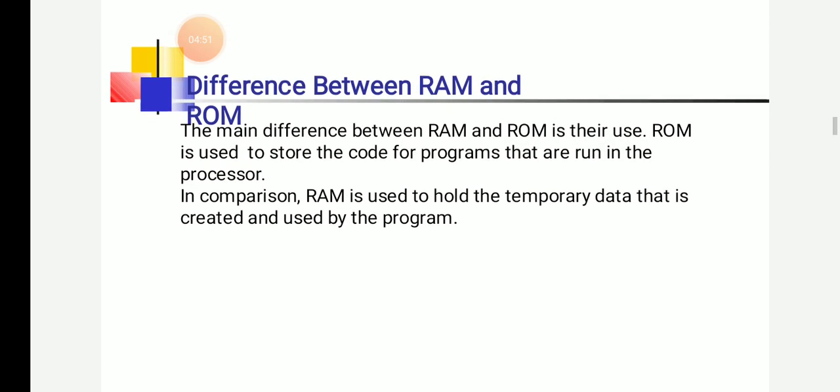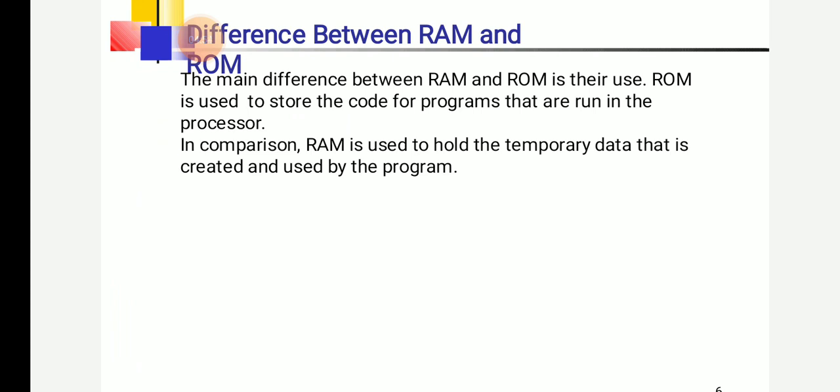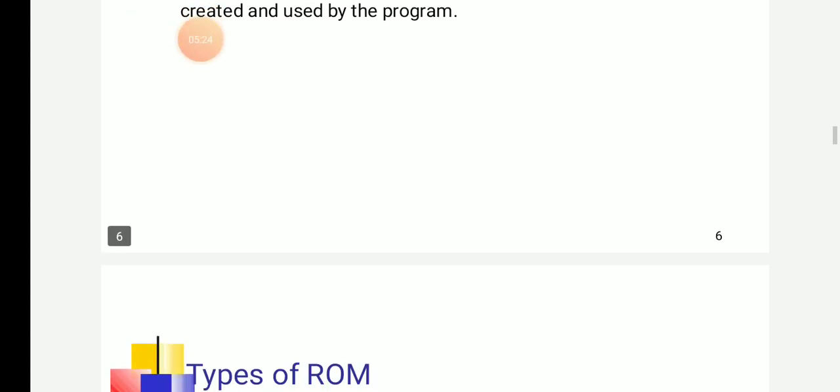Difference between RAM and ROM. The main difference between ROM and RAM is that ROM is used to store the code for programs that are run in the processor. In comparison, RAM is used to hold the temporary data that is created and used by the program. So the main difference between RAM and ROM is their use.